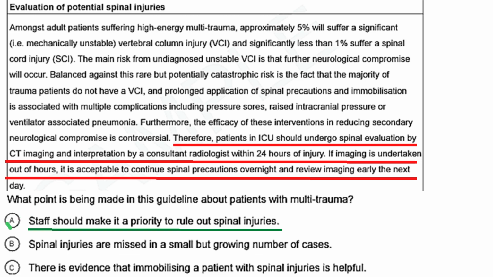Now, if you read the underlined sentences, you can read that, therefore, patients in ICU should undergo spinal evaluation by CT imaging and interpretation by a consultant radiologist within 24 hours of injury. If imaging is undertaken out of hours, it is acceptable to continue spinal precautions overnight and review imaging early the next day. This indicates that the staff should make it a priority to rule out spinal injuries.